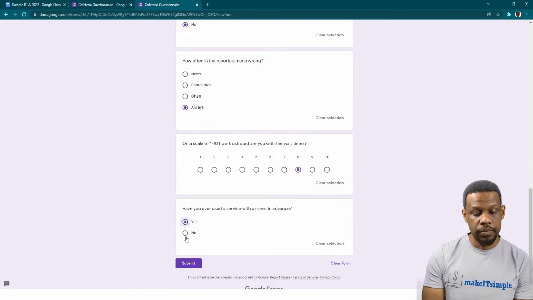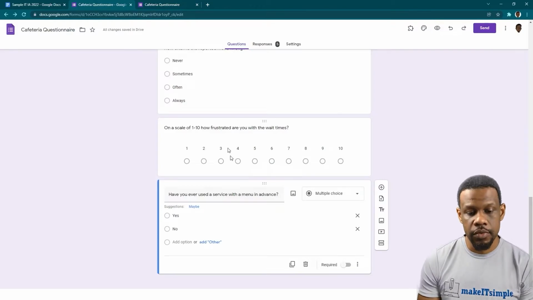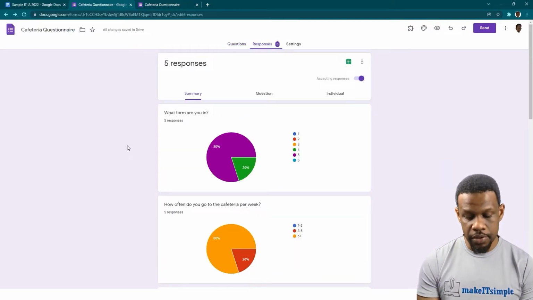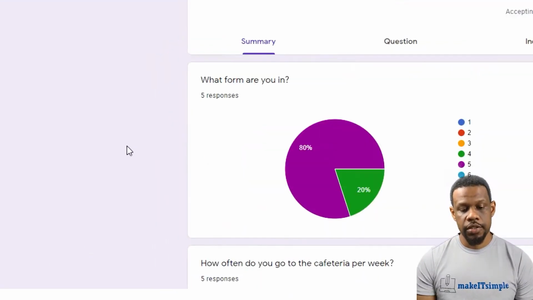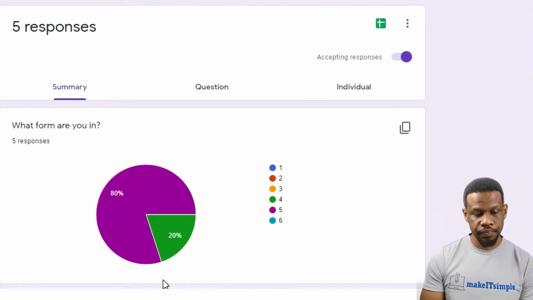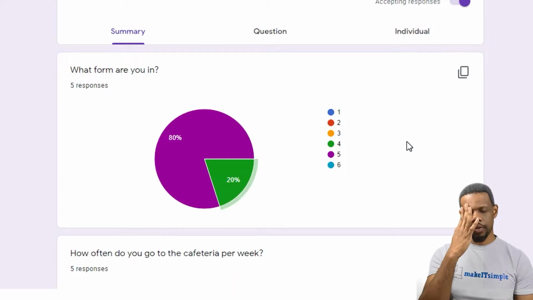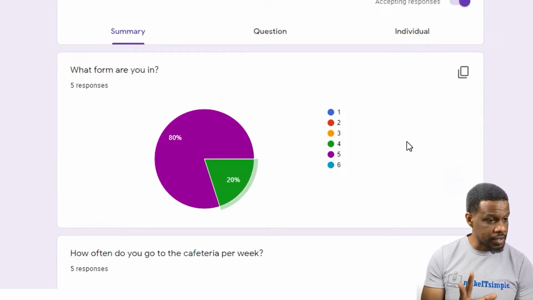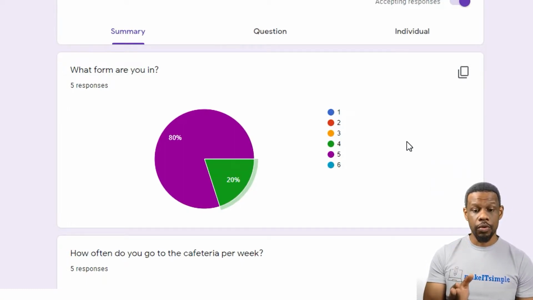Alright, so yes, good. Submit. Okay, so now if I go back to my graph, you'll see I go by responses, and the responses will give me these neat little pie charts. So I'm going to zoom in a little bit so you can see the pie charts. So these are the pie charts that you will get. And Google Forms is really good at this. Google Forms is going to allow you to just copy these charts and put them in.